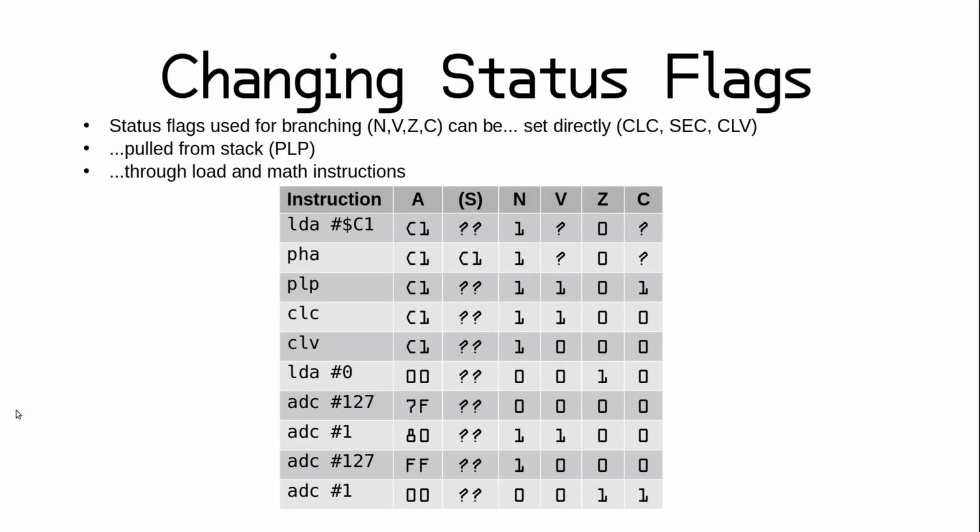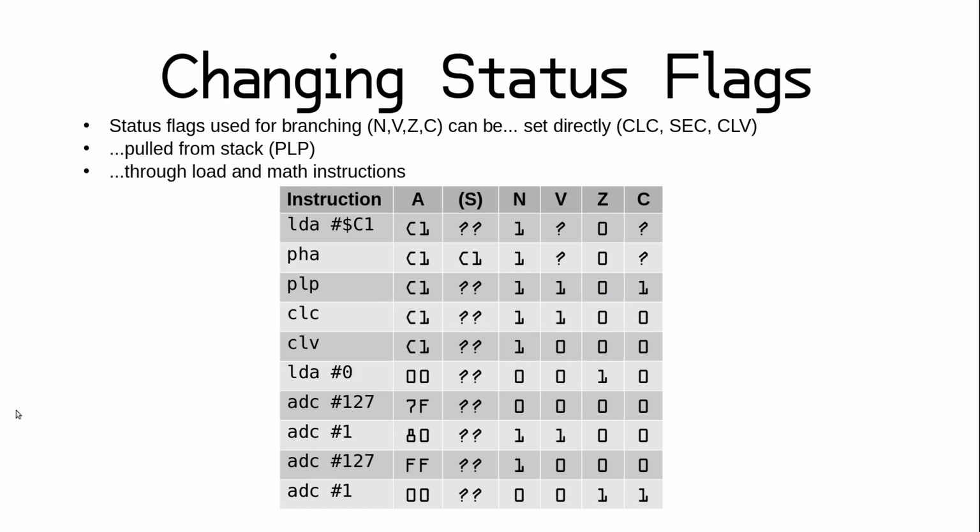So compare instructions are used for a lot of branching, but the effects of the other instructions are important or even necessary to get certain states to happen. Some of the status bits can be just set directly, and in the case of those used for branching, you can do a CLC to clear C, an SEC to set C, or a CLV to clear V.